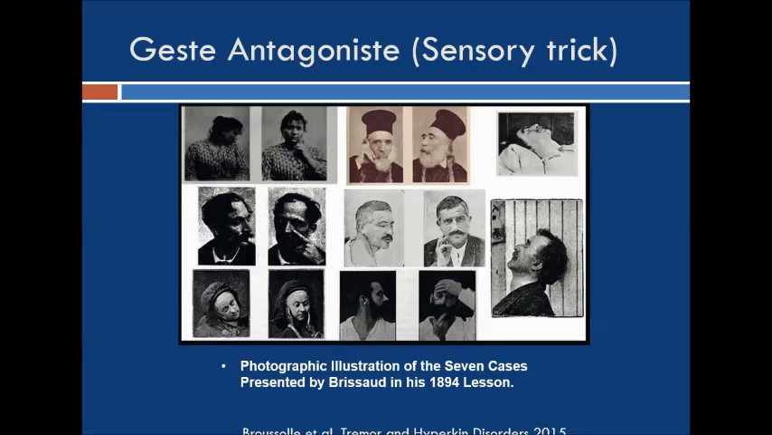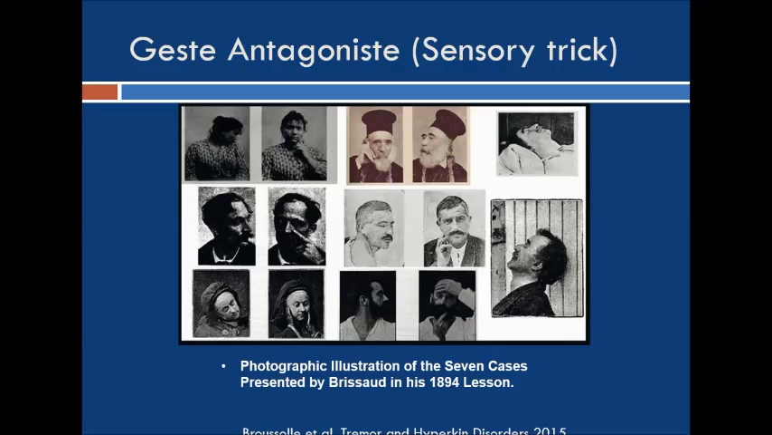One of the interesting features of cervical dystonia that again fooled many people for many years as to whether there was a psychiatric portion to the dystonia was the geste antagoniste or sensory trick. And here you see a lovely set of old photographs that were presented by Brissot in 1894 in one of his lessons. And you can see the people having fairly severe movements, and then just a mere touch of the chin or leaning back against a wall or touching the nose, as in that one gentleman, can improve the symptoms.